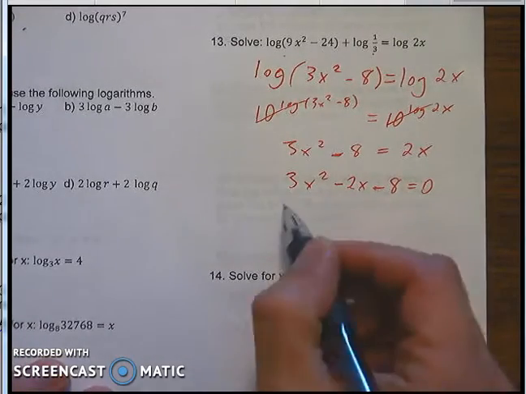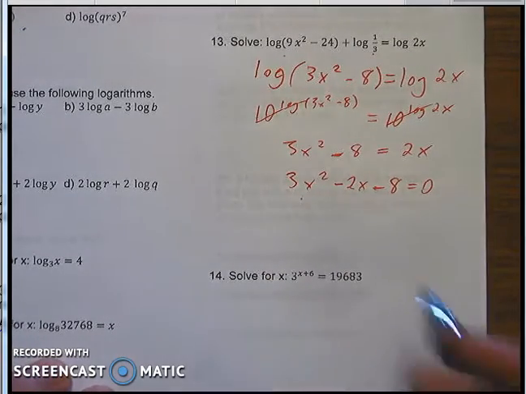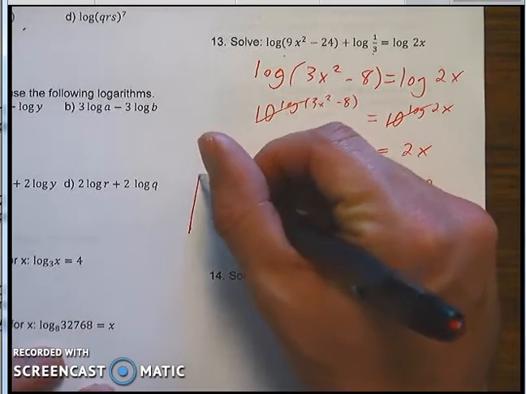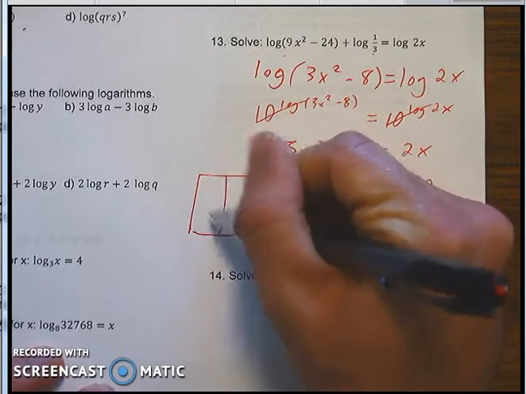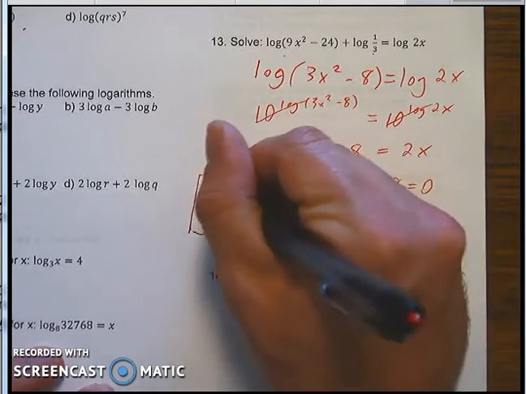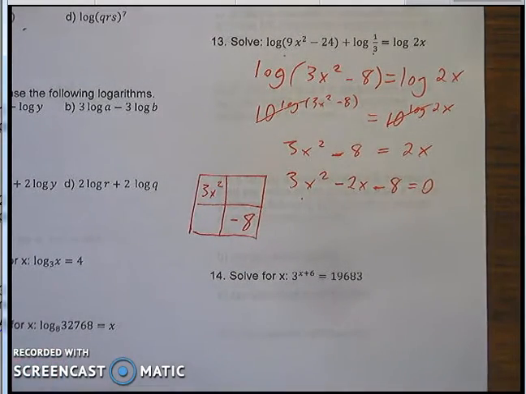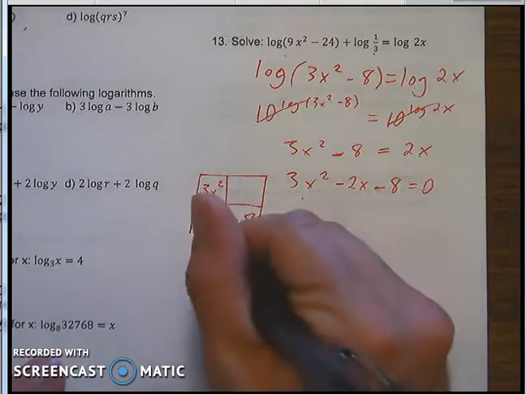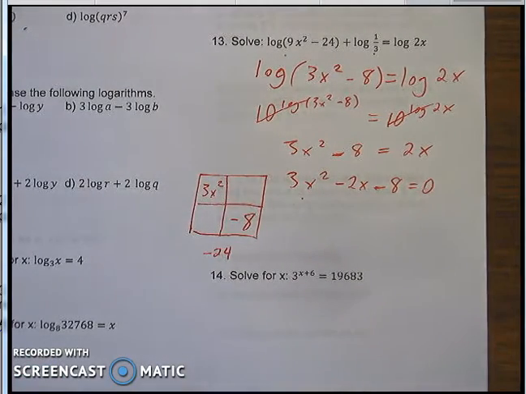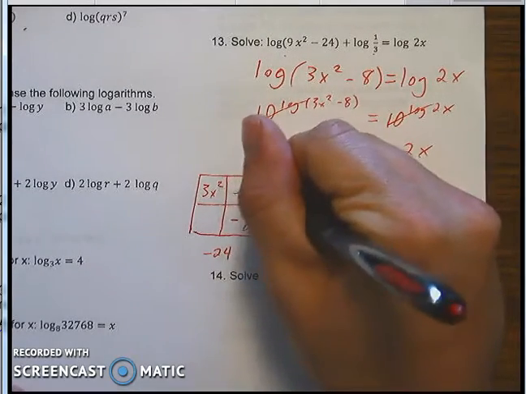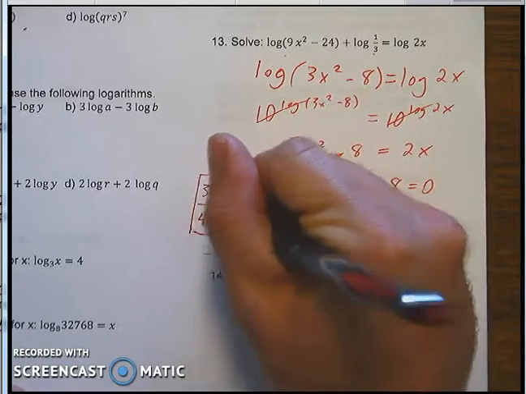And since the number in front of the x squared is greater than 1, I'm going to use the box method. And inside the box, I'm going to write that 3x squared and the negative 8. And 3 times negative 8, well, that's negative 24. So I'm thinking of two numbers that multiply to negative 24, but add to negative 2. Well, that'd be negative 6x and positive 4x.